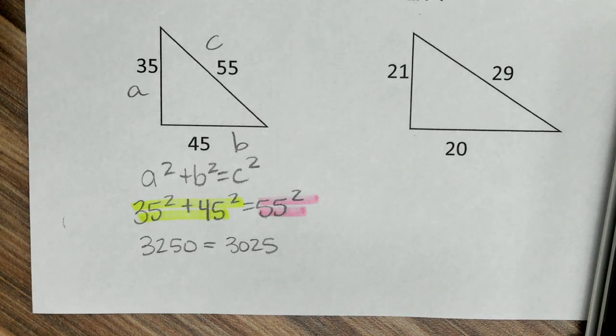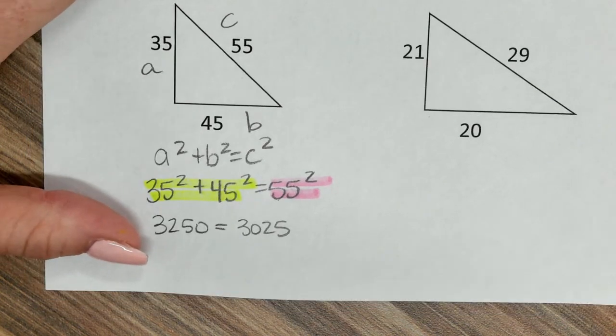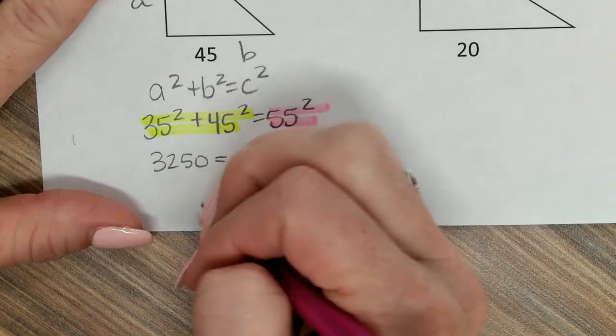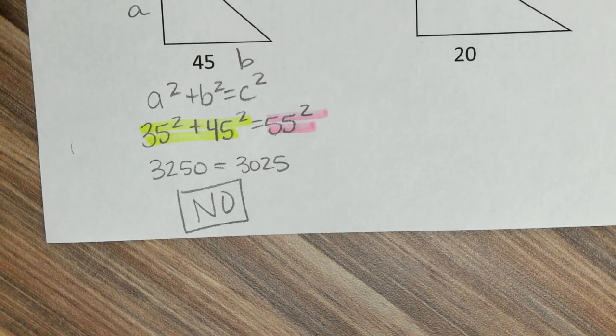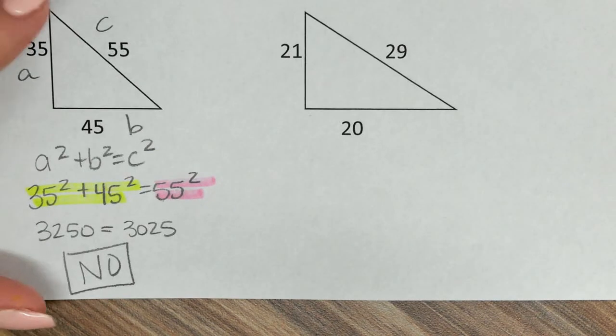Did everybody get 35 squared plus 45 squared is 3,250? And we got 55 squared is 3,025. Do those numbers equal each other? No, this would not form a right triangle. Even though they have the same digits, they're not the same numbers, right? All right, last one. Try it on your own.